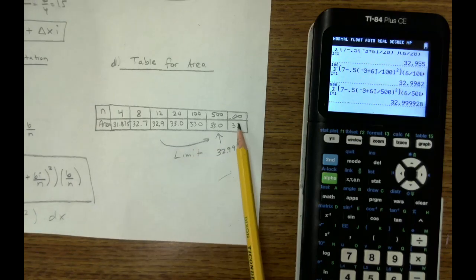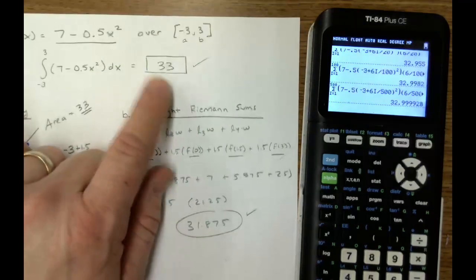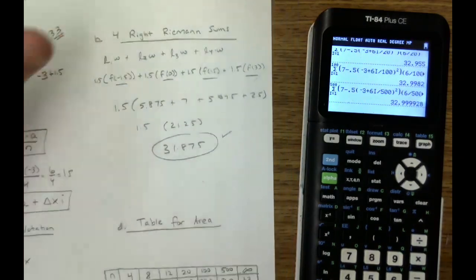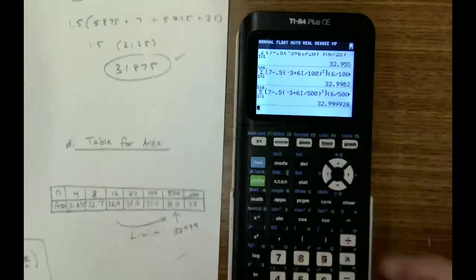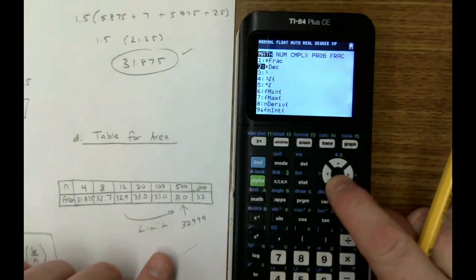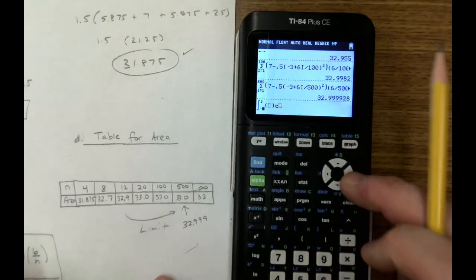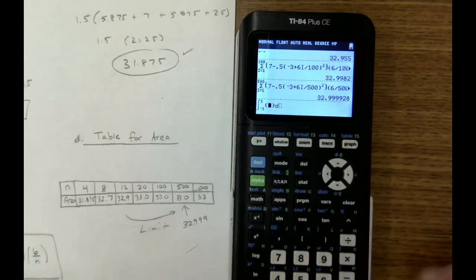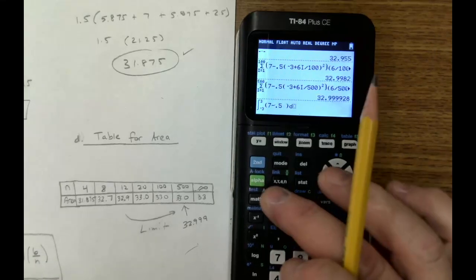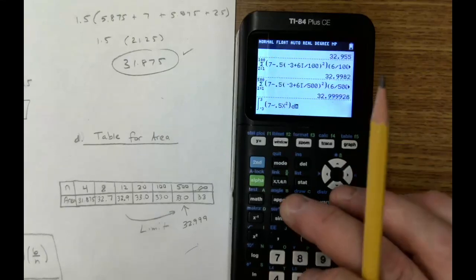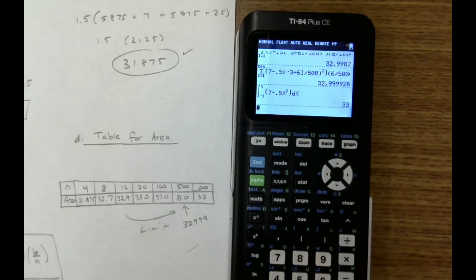All right, how do you do infinity? Well, we've already done infinity. Infinity is what the calculator did for you. I'll show you another way to do infinity. If you hit math, number 9, your calculator has an integral formula on there where you just put -3 to 3. You can type in the formula itself, 7 minus 0.5x squared dx, and there's your 33.